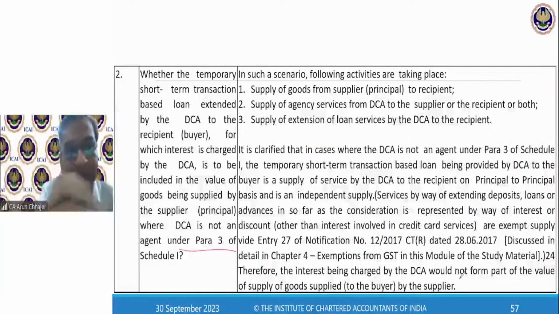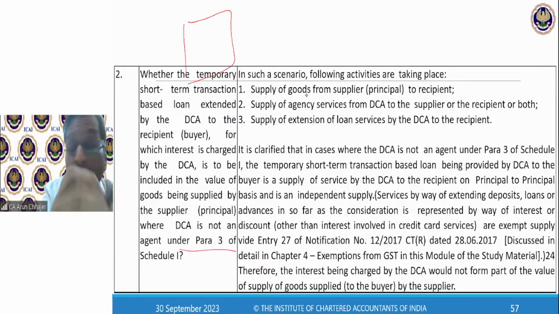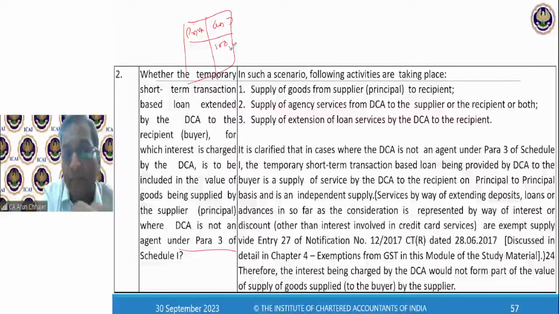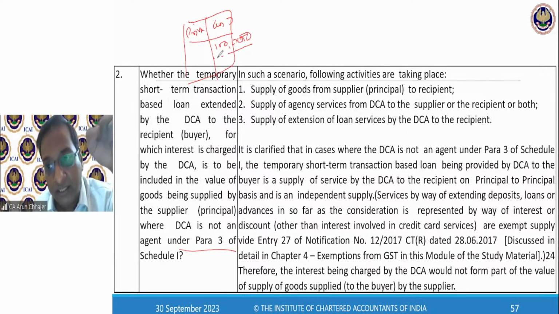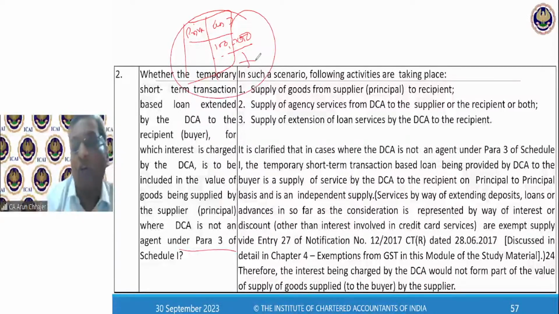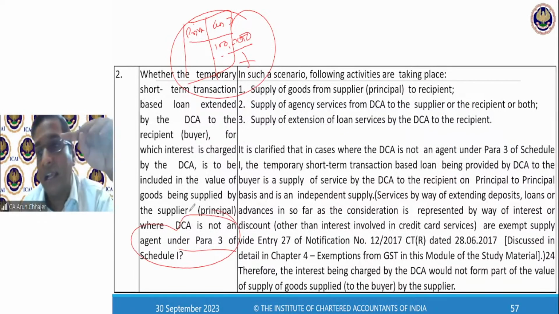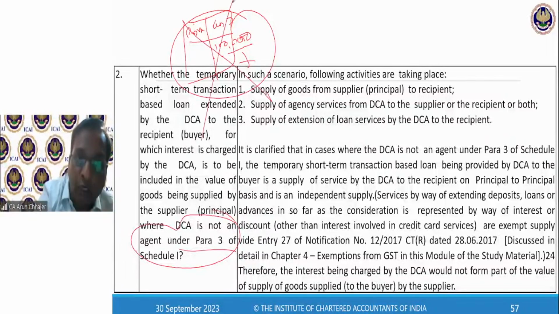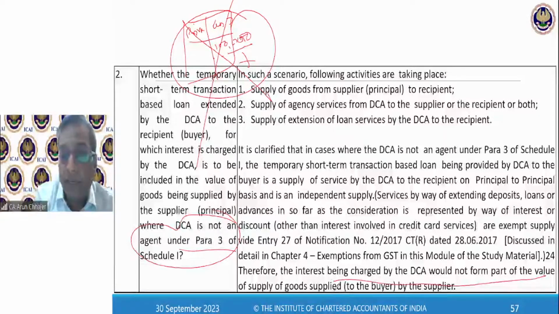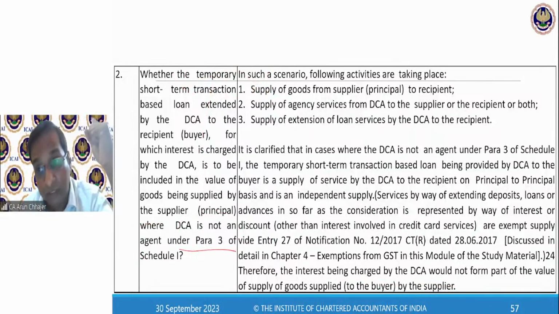So it means one invoice. What was the question? Let me repeat the question. An invoice is raised in the name of the principal to the customer. Let's say it is 1 lakh rupees. Whether the interest which is being charged by the agent to the customer will be added in the value or not? So the first answer is, if that DCA is not the agent per se, then it will not be added, because it is a separate supply, and therefore it would not form part of that particular goods.